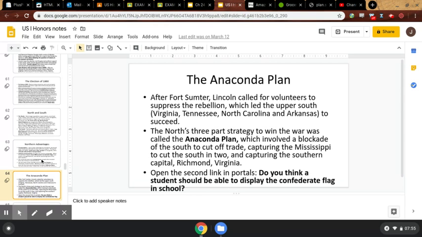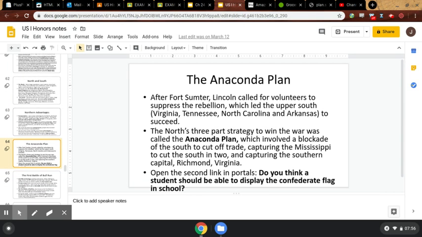We talked about the Anaconda Plan, the plan for Union victory. There's three parts to this Anaconda Plan. First, consider what is an anaconda: a massive constricting snake to suffocate you slowly. That was the United States plan for the South, to suffocate the Confederacy slowly. Three parts: blockade the ocean, stop shipments from coming in, stop the cotton from going out, cripple their money.